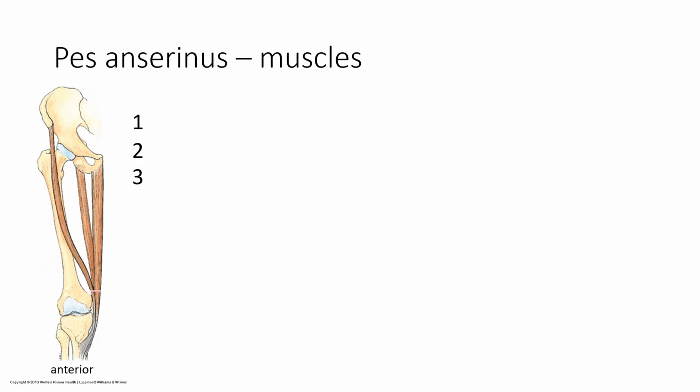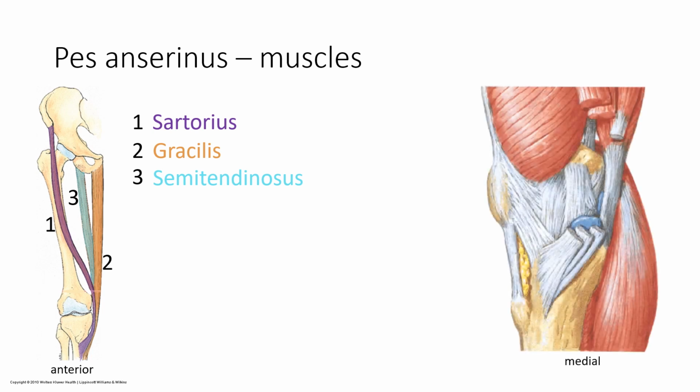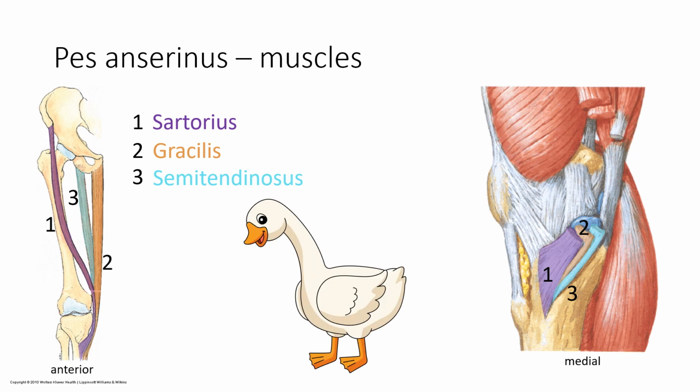So as we go through and name these muscles, we can see that one is a sartorius. Our second muscle we will talk about is the gracilis, and the third muscle is the semitendinosus. If we look at a medial view of the knee, we can see the tendon of the sartorius, the gracilis, and the semitendinosus muscles.